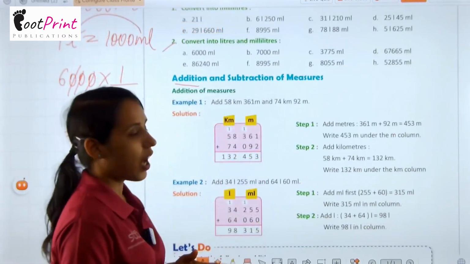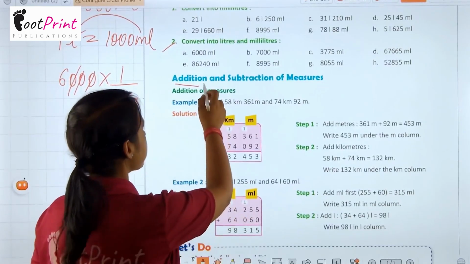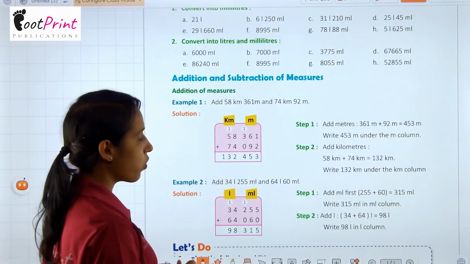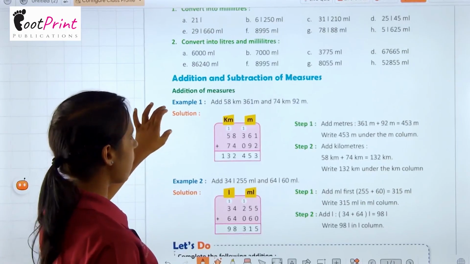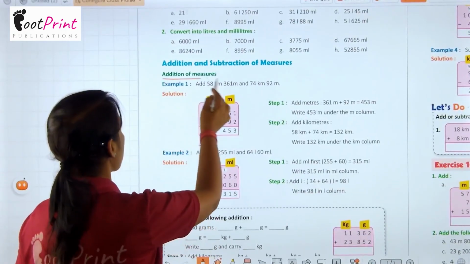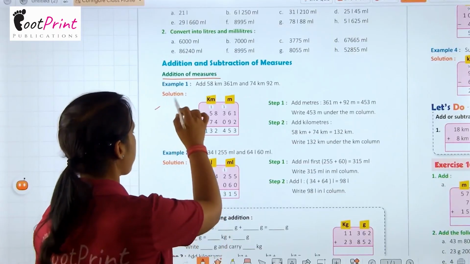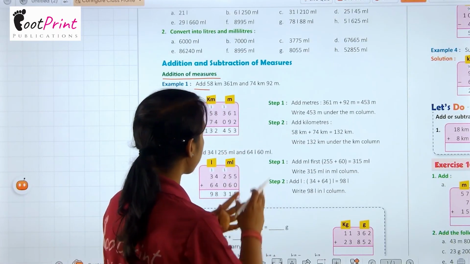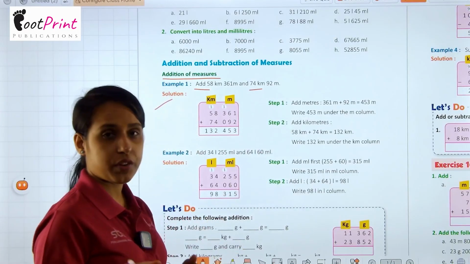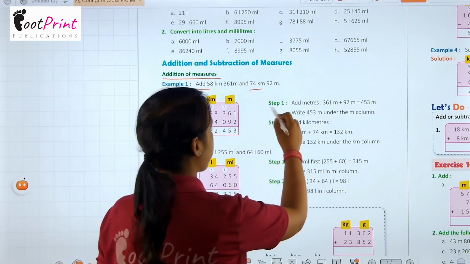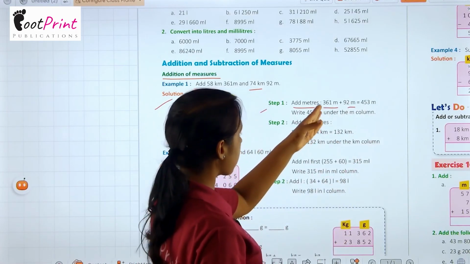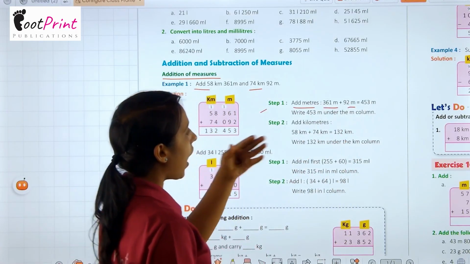Okay, now we have the next topic, addition and subtraction of measures. जो भी measures हमने सीखे हैं उनका addition और subtraction कैसे करेंगे वो हम यहाँ पर पढ़ेंगे. So addition of measures, example number 1, add 58 kilometer 361 meter and 74 kilometer 92 meter. So step 1, we know that first we add meters, that is 361 meter and 92 meter.